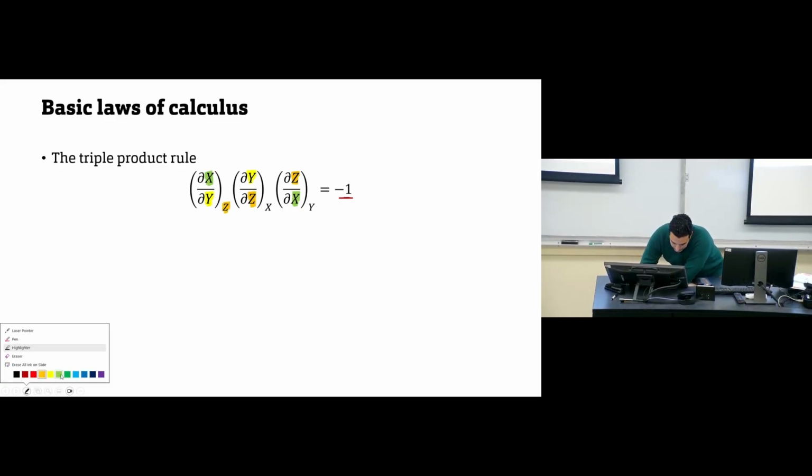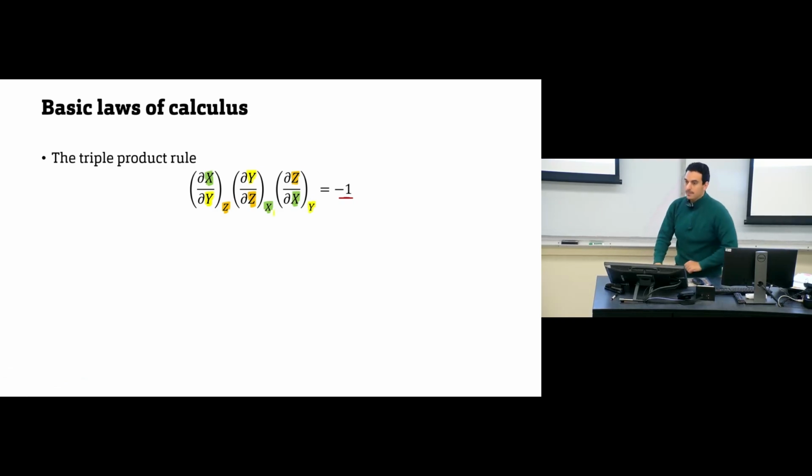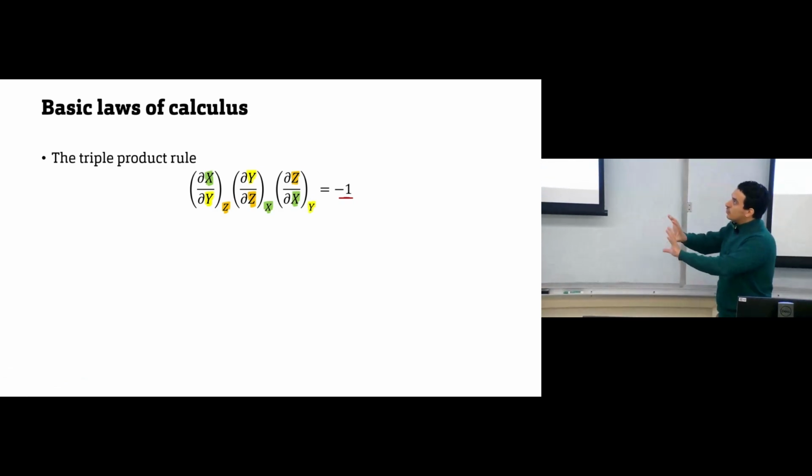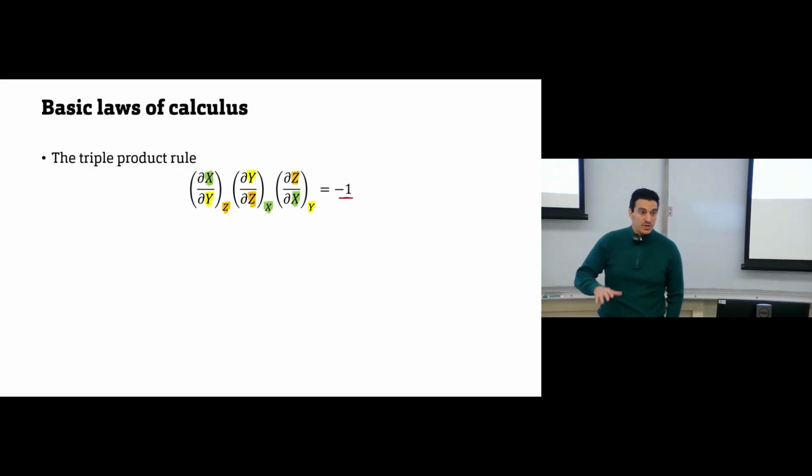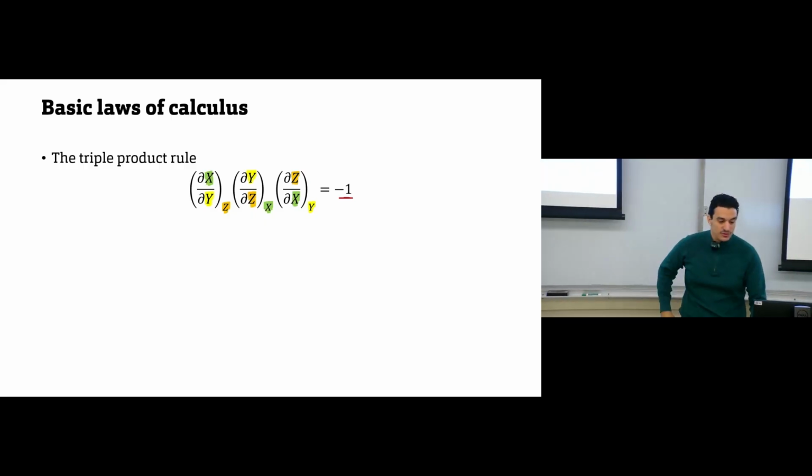dy by dz, this will be at constant x. And the last one is dz by dx, this is at constant y. So make sure that you put the variables this way. Okay? So the arrangement of the variables is very important in this one.